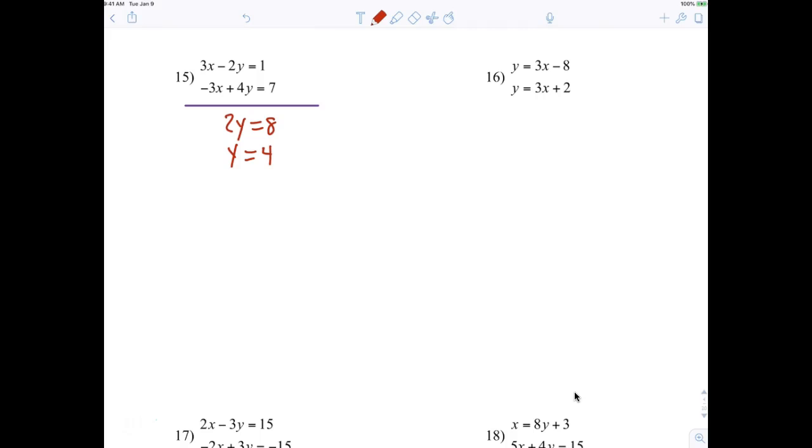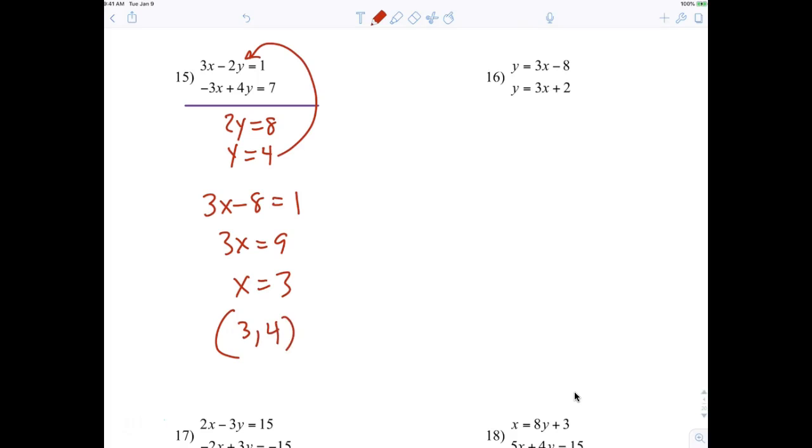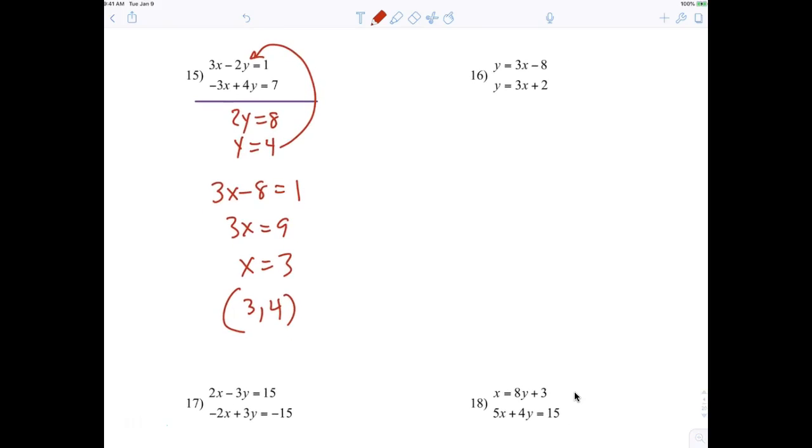Beautiful. Now you plug it into the other equation, so it's 3x minus 8 equals 1. Good. Plus 8, so 3x equals 9. And then 9 divided by 3 is 3. Beautiful. So my answer is 3, 4. Yeah, I don't think that's that hard. Everybody good? Any issues?